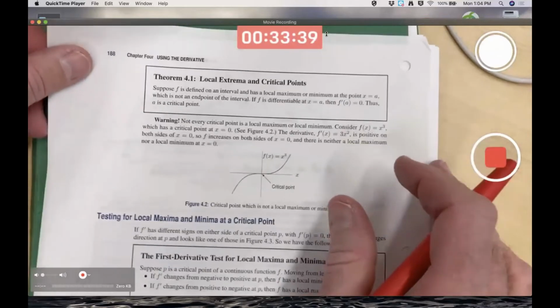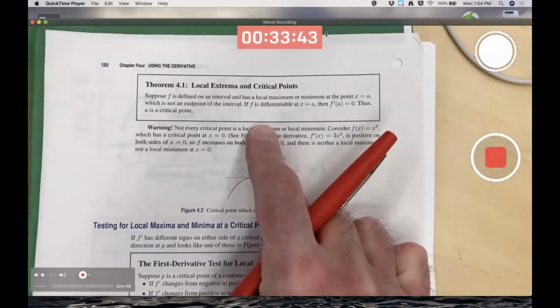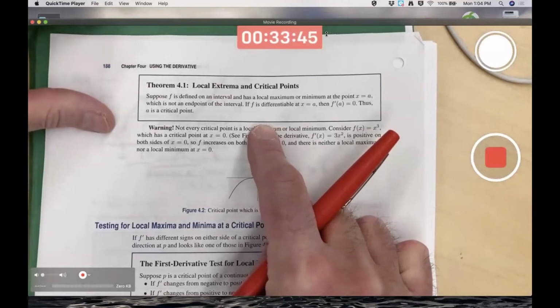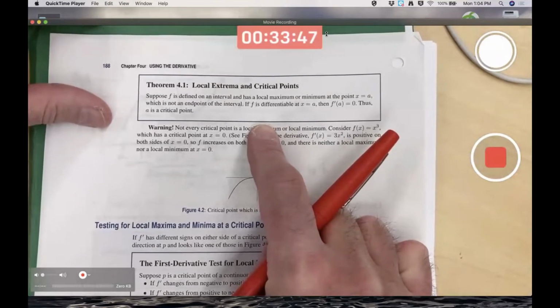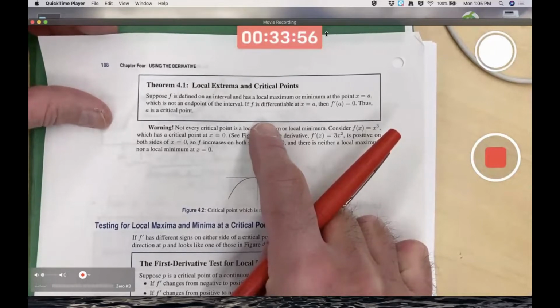Why are critical points important? Because they are where local extrema are guaranteed to occur. Or that's maybe not the best way to say it. If you have a local extrema, it's guaranteed to occur at a critical point. That's the better way to say it.